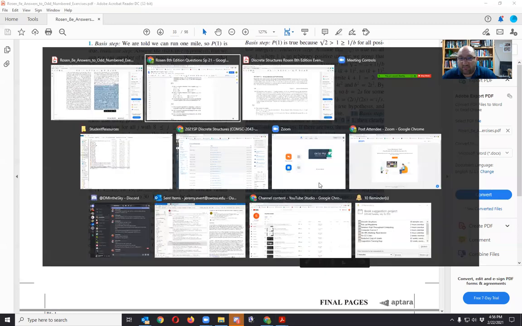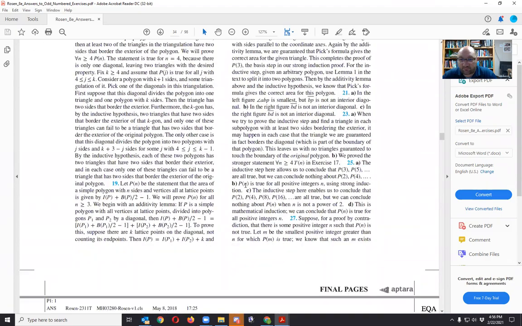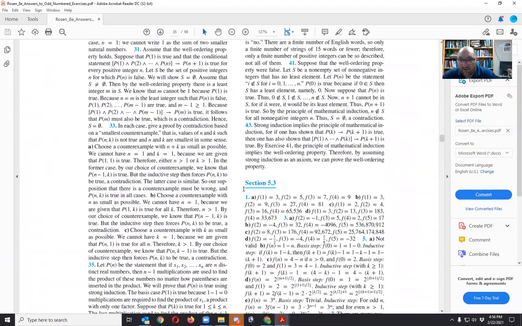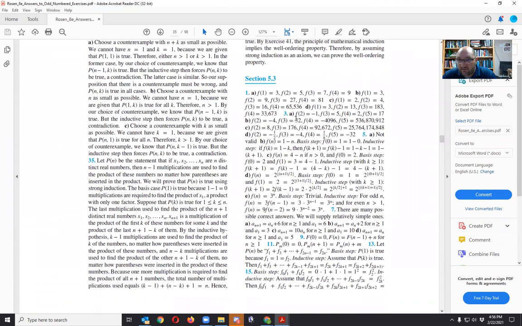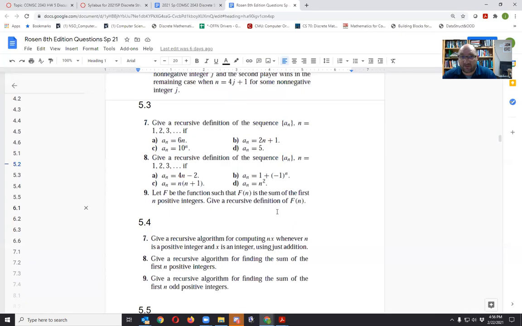So it's 5.3, question 7. Let's roll down to find that. Okay, so 5.3, there's question 7. They're going to give the relatively simple answers. So this is a sub 1 equals 6, and a sub n plus 1 is a sub n plus 6. And so every number is just going to advance by 6. So that's kind of what we had talked about.